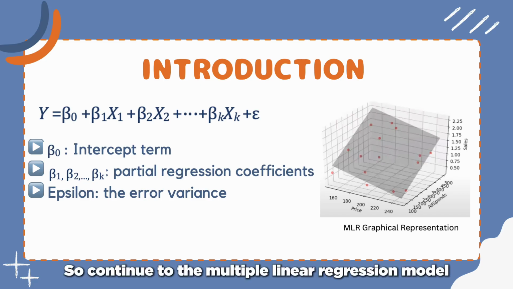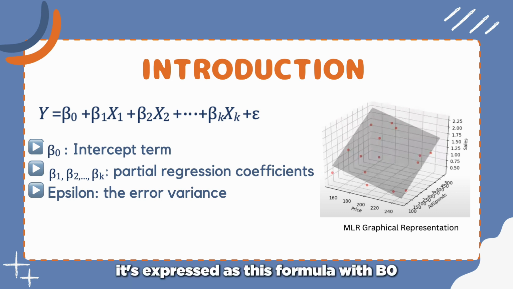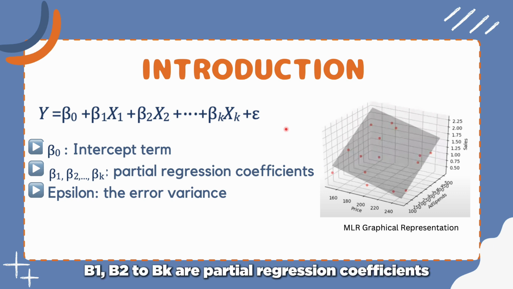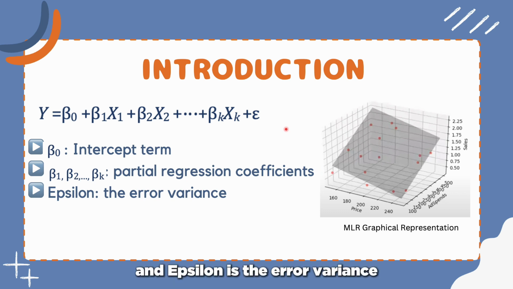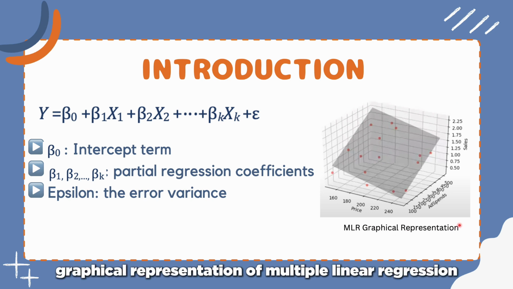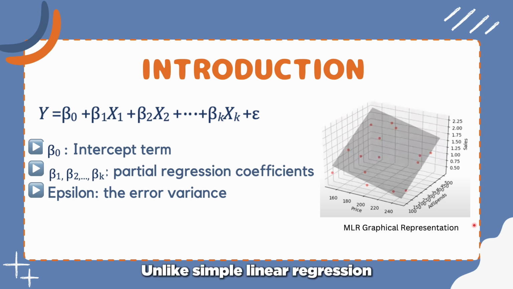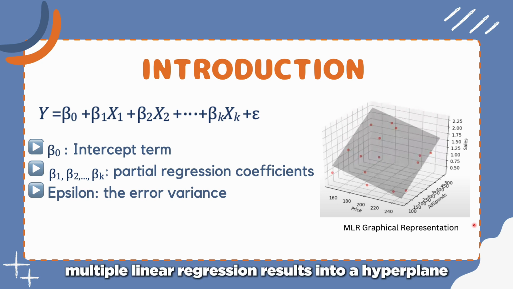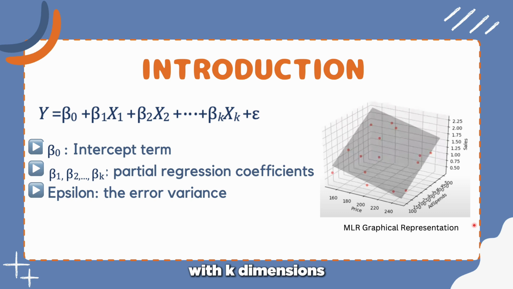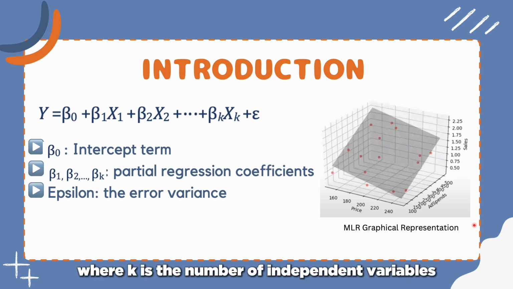So let's continue to the multiple linear regression model. It's expressed as this formula, with B0 as the intercept term, B1, B2 to Bk as the partial regression coefficients, and epsilon as the error variance. And this is what the graphical representation of multiple linear regression looks like. Unlike simple linear regression, which yields a one-dimensional line, multiple linear regression results in a hyperplane with k dimensions, where k is the number of independent variables.